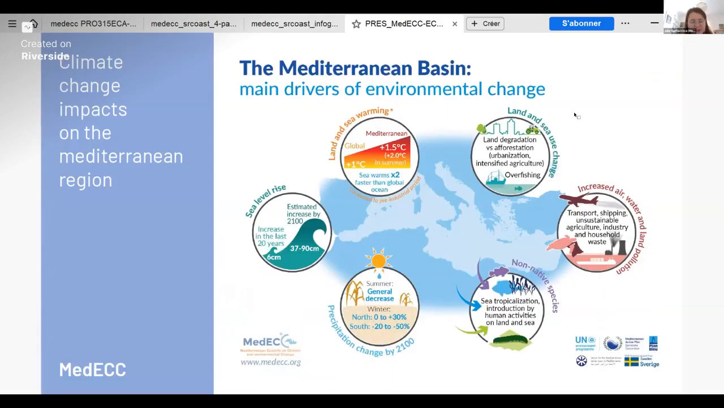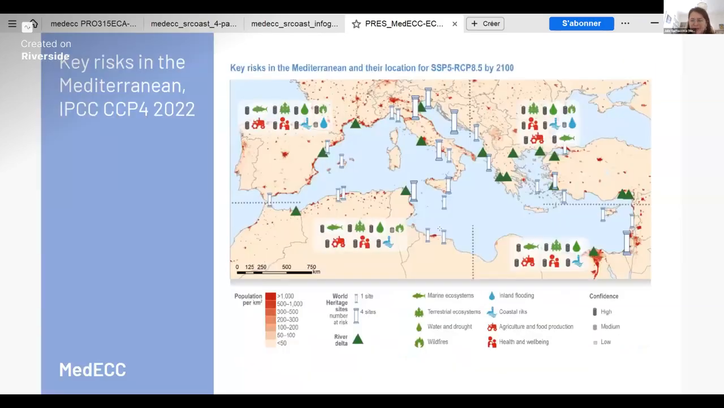Quickly, I won't go into details about all the results on the Mediterranean basin and the environmental change, but just to focus on why we need this kind of science policy interface in this region. There are a lot of climate change impacts on this region, and as I said, not only from climatic drivers but also from non-climatic drivers: land and sea use change, increasing pollution, invasive species, precipitation change, and sea level rise. And it's a hotspot of risk because a lot of people are living on the coast, because the tides are not so marked in the Mediterranean.